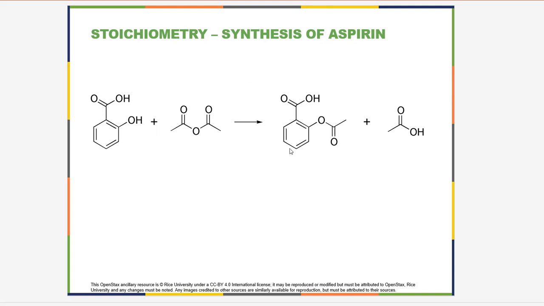This is incredibly useful because if I work for Bayer Aspirin Company and I know I need to produce a certain amount of aspirin for the aspirin that people are going to consume, I can figure out how much acetic anhydride and salicylic acid might be required to make that aspirin. So stoichiometry is incredibly useful, but it's not something that one learns in one step.